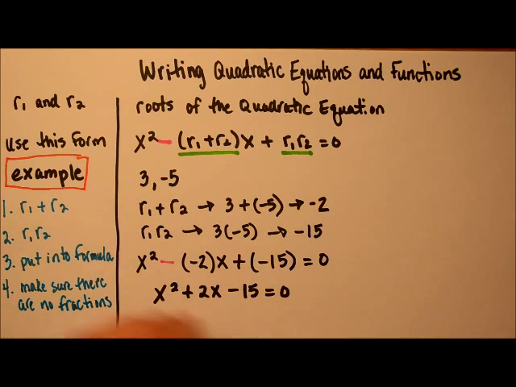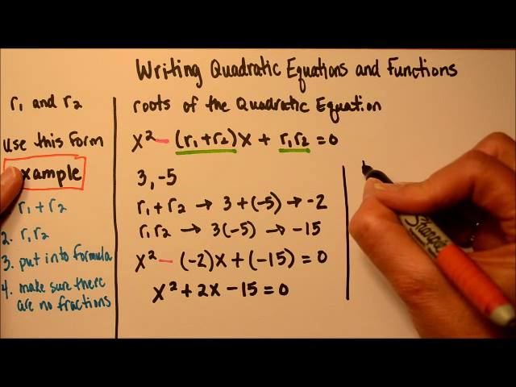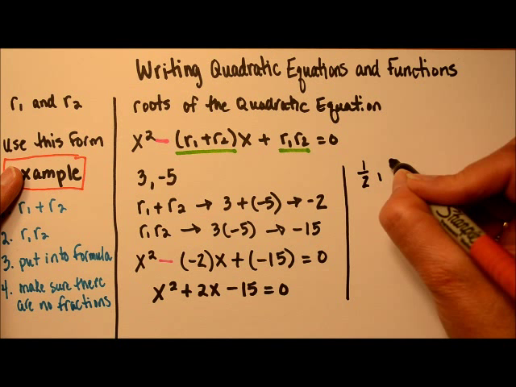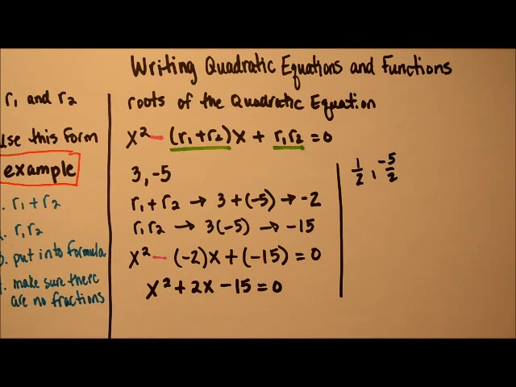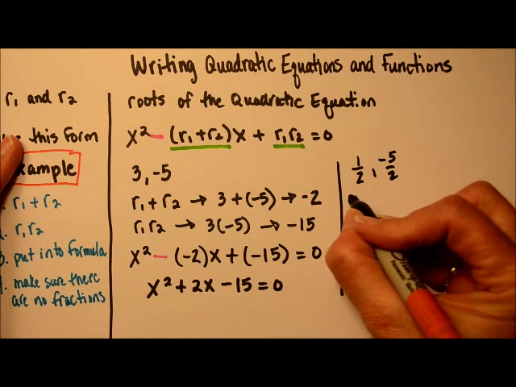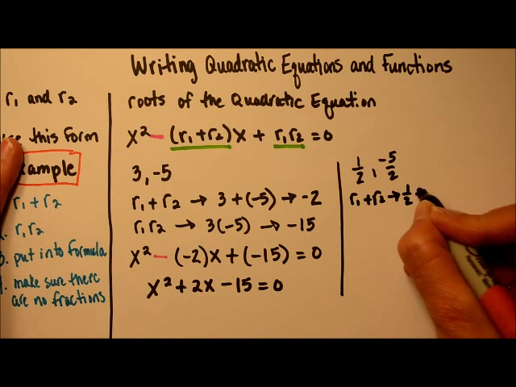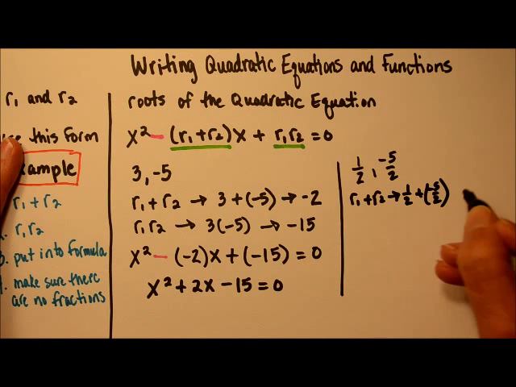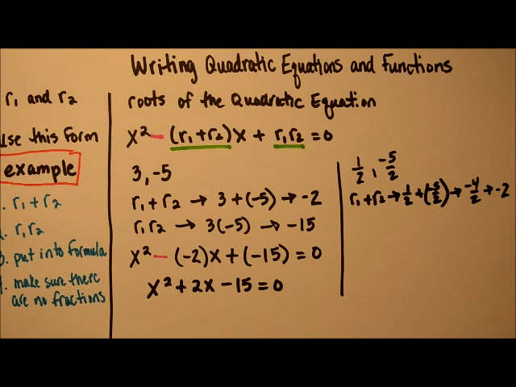Let's do another one right off to the side of it. I'm going to show you a fraction. Don't be afraid of the fraction. It's okay. Don't fear the fraction. You can do it. I know you can do it. So R1 plus R2 is going to give me 1/2 plus -5/2, which gives me -4/2, or -2. That's R1 plus R2.